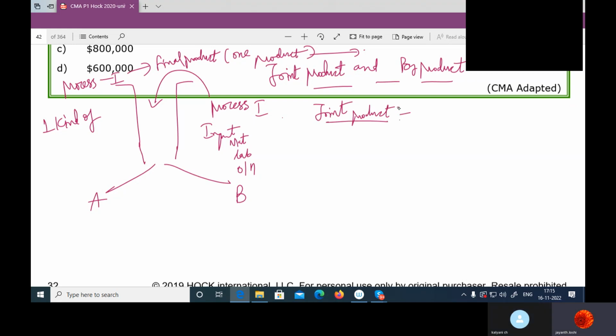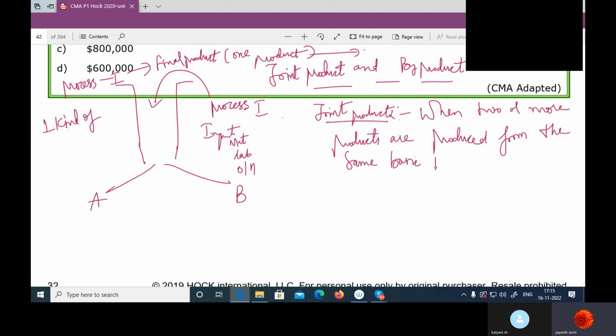So if I have to speak about joint products, it is nothing but when two or more products are produced from the same basic raw material and are almost of equivalent value.